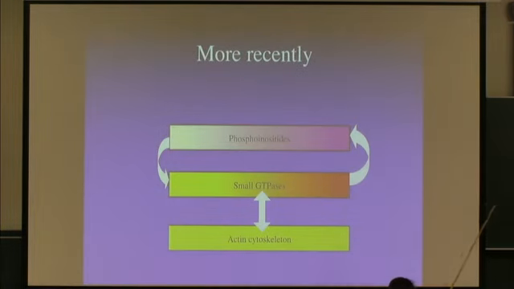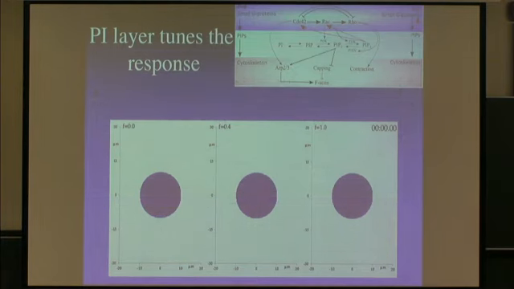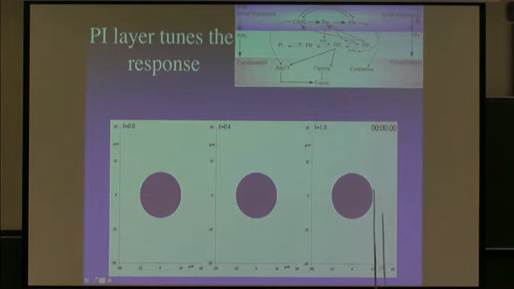Okay, so let me just mention that in more recent work with Stan and Veronica, we were able to include the additional layer of phosphoinositides. All of a sudden the diagram becomes rather complex looking, but really this layer is doing most of the heavy lifting. And this layer, notice PI3K and PTEN, these are known to go to the front and back of Dicty cells, for example. This layer turns out to fine-tune the responses in the following sense. So let me just briefly show a movie.